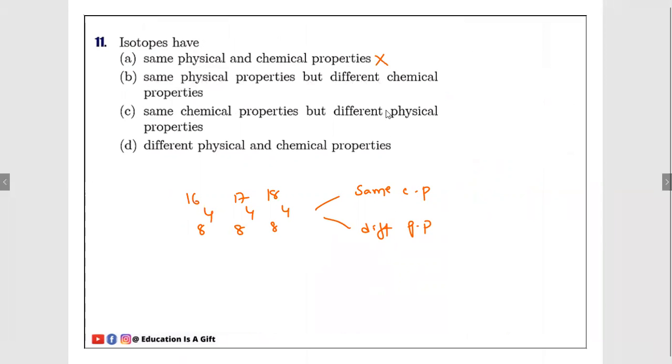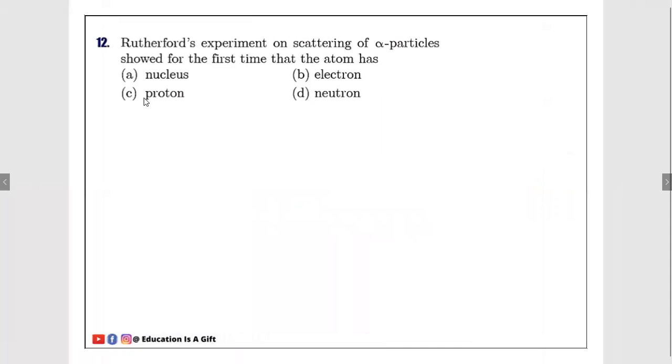Same physical, same chemical? No. Same chemical but different physical? Yes. Different physical, different chemical? No. So isotopes have the same chemical properties but different physical properties. C is the answer.